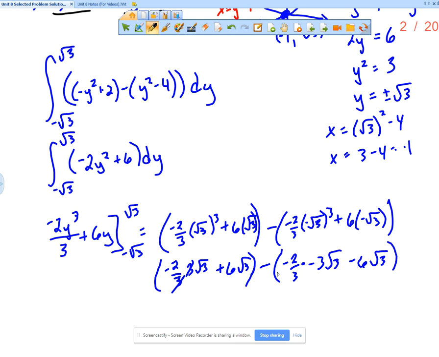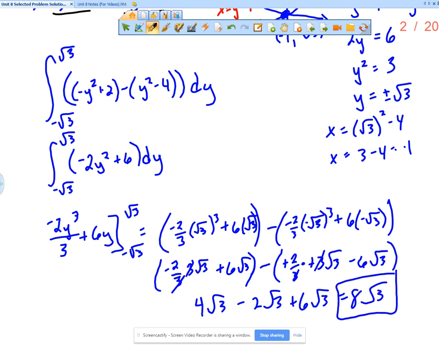All right, so now what do I have? Well, this is a negative 2 root 3 plus a 6 root 3, so that's a 4 root 3. And then I have minus. All right, now here I have a negative times a negative, so those are going to reduce, and a 3. So I have minus a 2 root 3. And then I have a negative 6 root 3, but I am subtracting that, so it's plus 6 root 3. So I have a negative 2 root 3 plus a 6 root 3. So 4 minus 2 is 2, plus 6 is 8 root 3. So 8 root 3 is the area of that region.